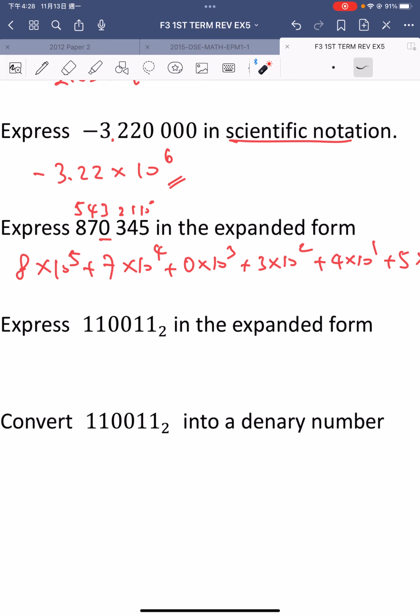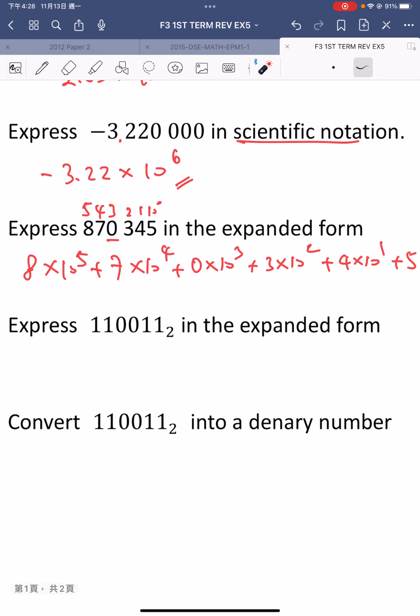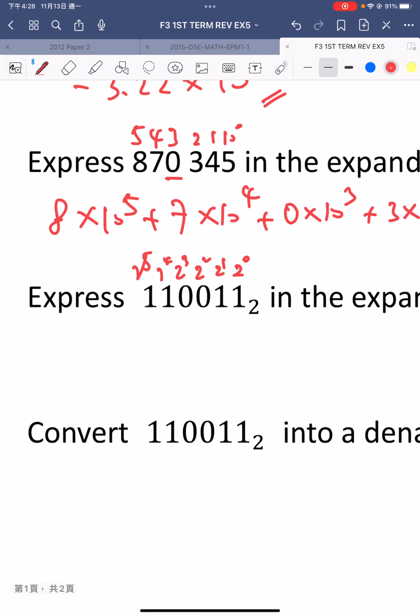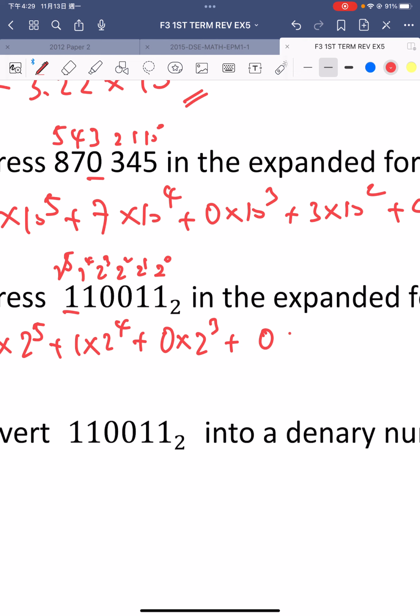So now we try to go into the binary world. We try to expand this binary number. When you expand binary numbers, we actually just change the base 10 to base 2. So we're doing the same thing. This is 2 to the power of 0, 2 to the power of 1, 2 to the power of 2, 2 to the power of 3, 2 to the power of 4, and 2 to the power of 5. Now we can say this is equal to 1 times, because the number is just 1 or 0, so 1 times 2 to the power of 5 plus 1 times 2 to the power of 4 plus 0 times 2 to the power of 3 plus 0 times 2 to the power of 2 plus 1 times 2 to the power of 1.